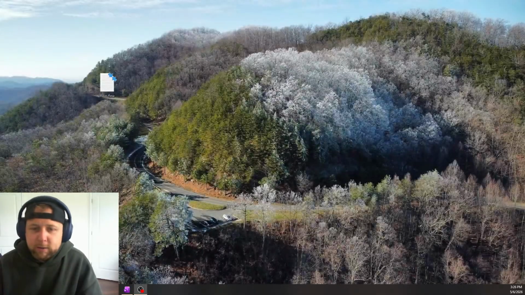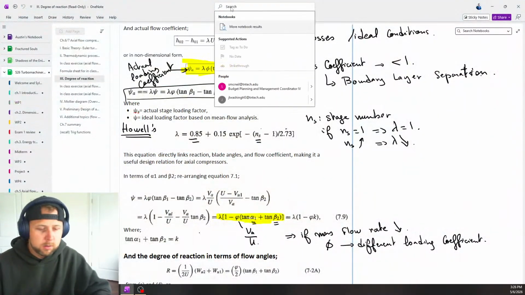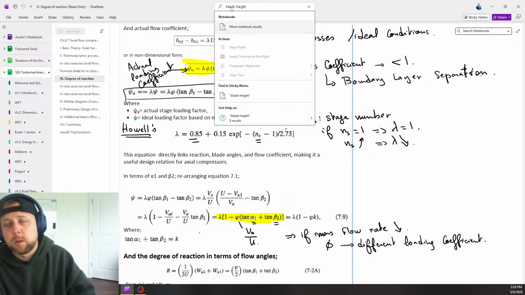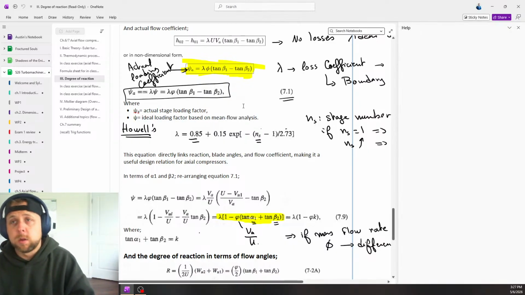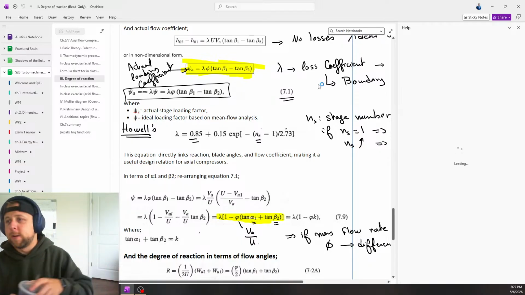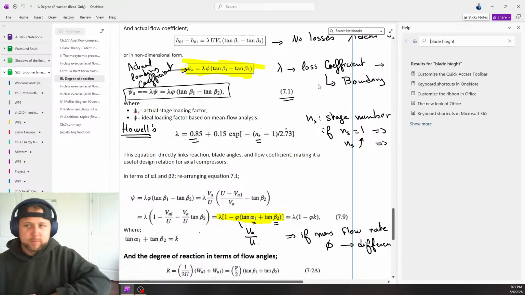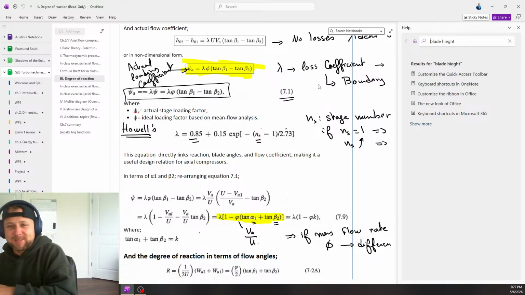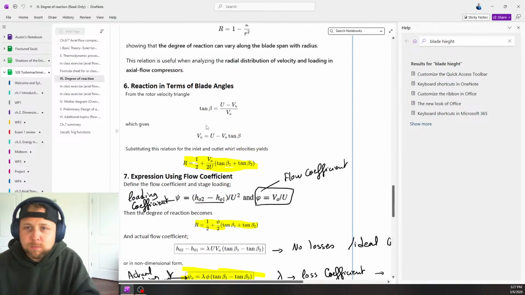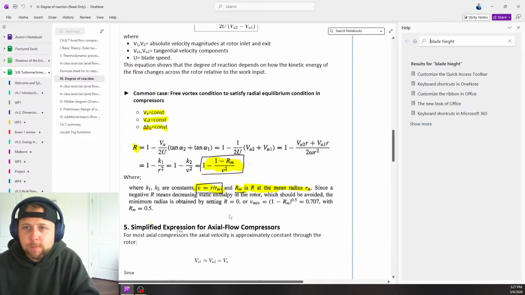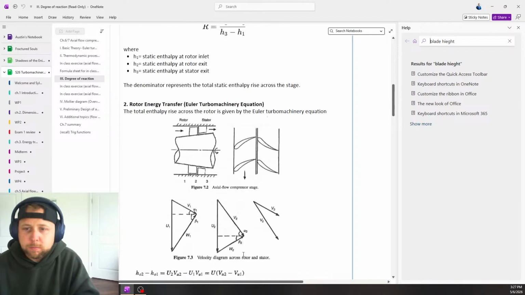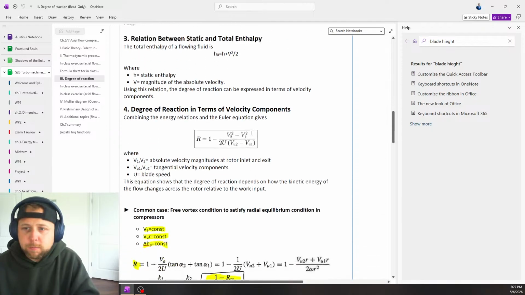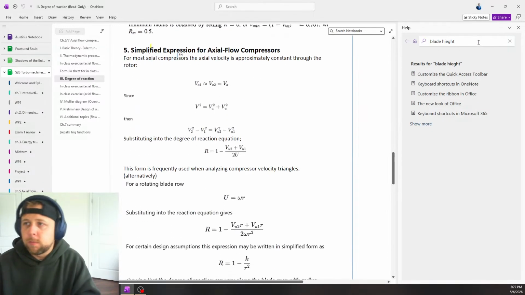I wonder if we can look up blade height. Let's see. I spelled it wrong. I didn't.